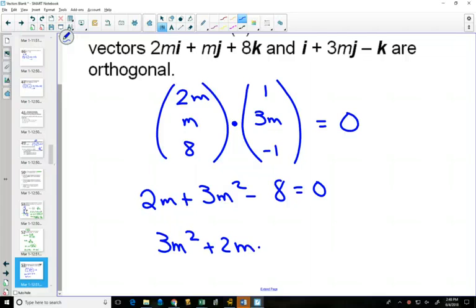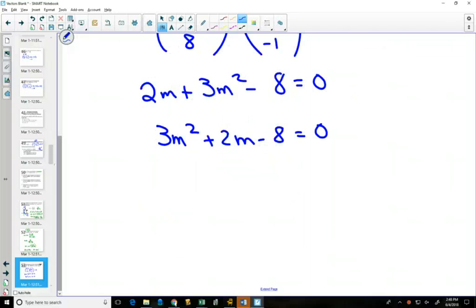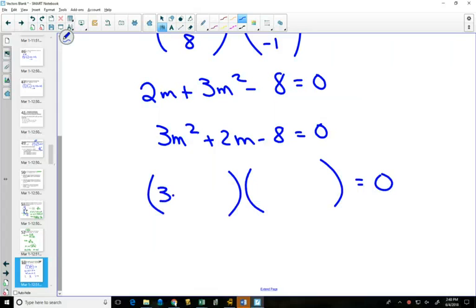I'll rewrite it. Hopefully we can factor this. If not, we'll have to use the quadratic formula, but the only way we could factor it is if it would be a 3m and an m. Is there a way to get 8, 2, and 4, so the outside 6 and the inside 4 make 2? I need the outside plus 6, the inside minus 4.